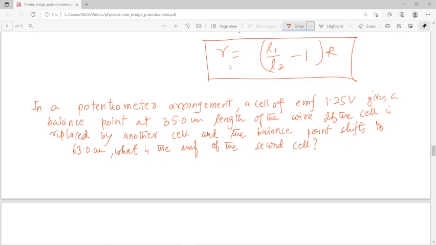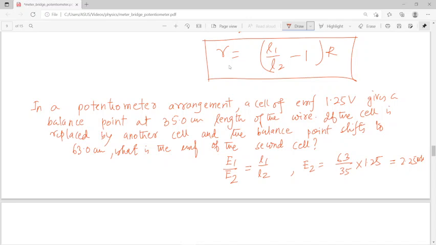That means in a potentiometer arrangement, a cell of EMF 1.25 gives a balance point at 35.0 centimeter, and if the cell is replaced by another cell, the balance point shifts to 63 centimeter. What is the EMF? Sir, 2.25 volt, right? So that simple formula that we did already, E1 by E2 is equal to L1 by L2, because you are comparing the EMF, and of course E2 is equal to 63 by 35 into 1.25, and you will get 2.25 volt, right? So this is the simplest problem that will come from potentiometer.